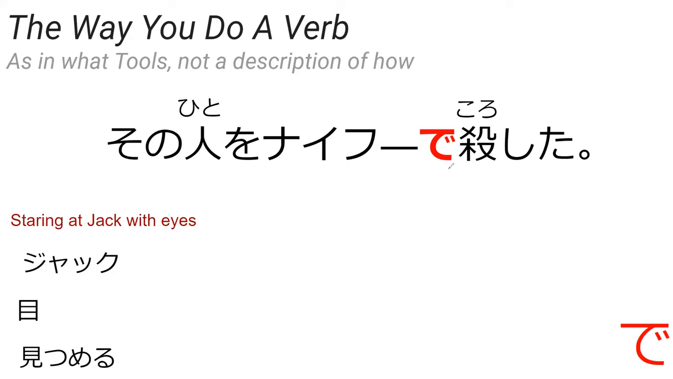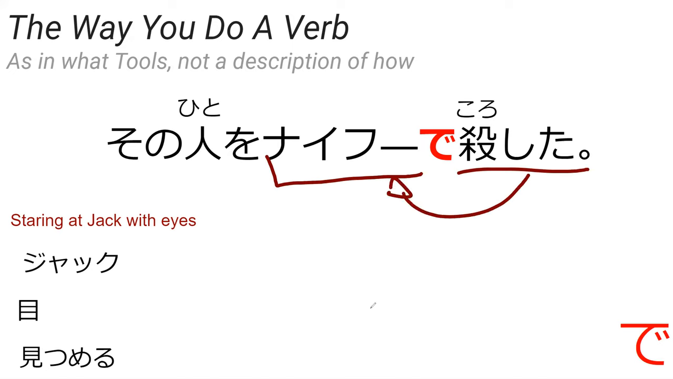Now, de. I'm not sure if I've taught this before, but one of the many ways de is used is to tell you the way in which you do a verb. I think I saw this earlier with toho de, like walking on foot. Hitori de is what we saw, walking alone. It's used with lots of things as well, like naifu de koroshita means to kill with a knife.